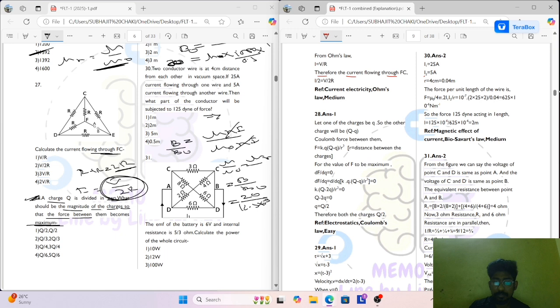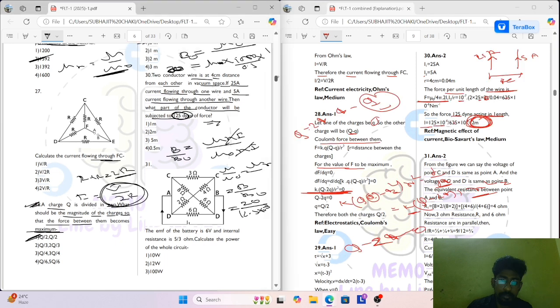Question number 31. The EMF of the battery is 6 volt, the internal resistance is 5 by 3 ohm. Calculate the power of the whole circuit. To calculate the power, you know the EMF, small e, equals I into capital R plus small r. How to calculate capital R?